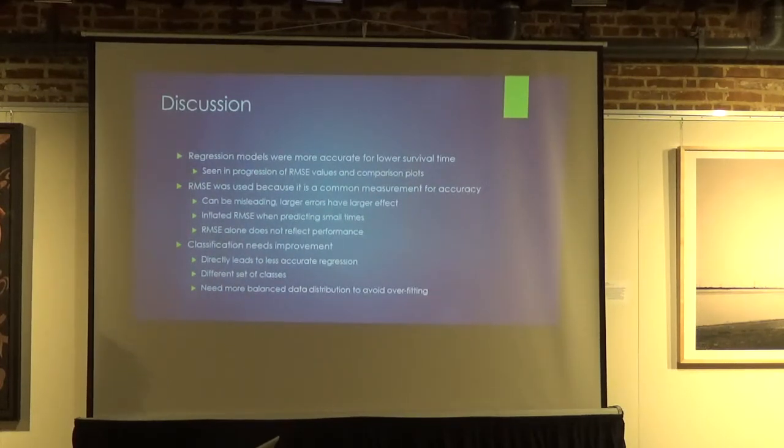Also, the classification needs improvement, as you saw from the matrix. If it is not properly separating these patients into these groups, then it leads to less accurate regression. Potentially, it could be different sets of classes that would make it more accurate. But to do all this, it would be ideal to have a more balanced data distribution to avoid overfitting.